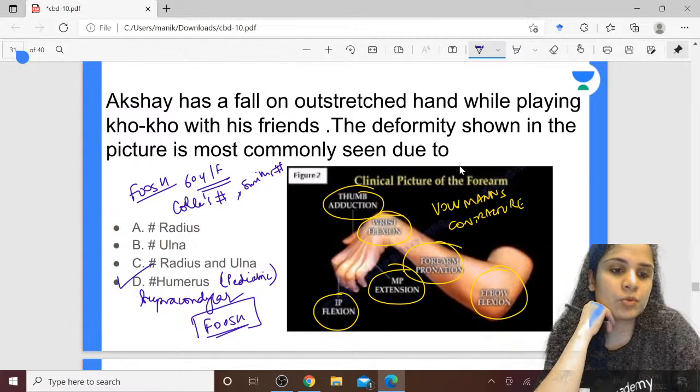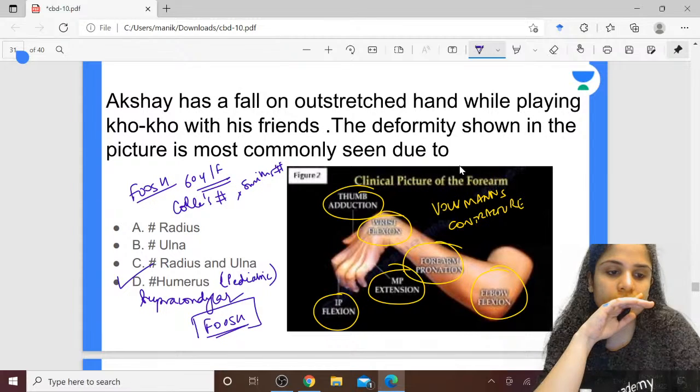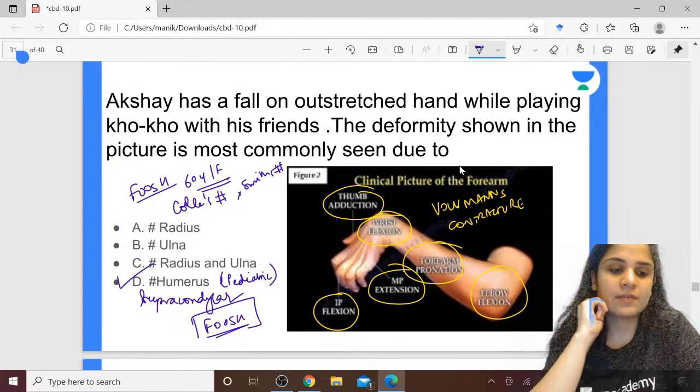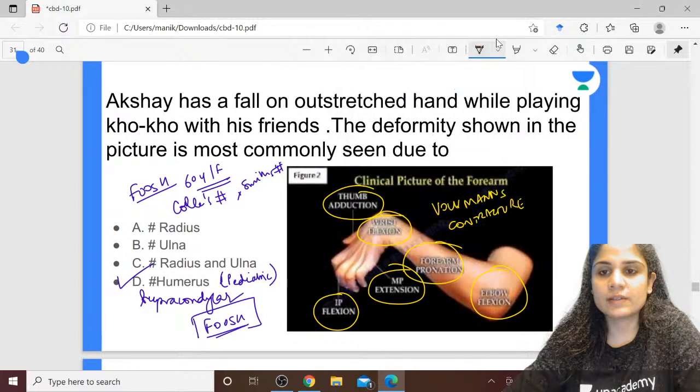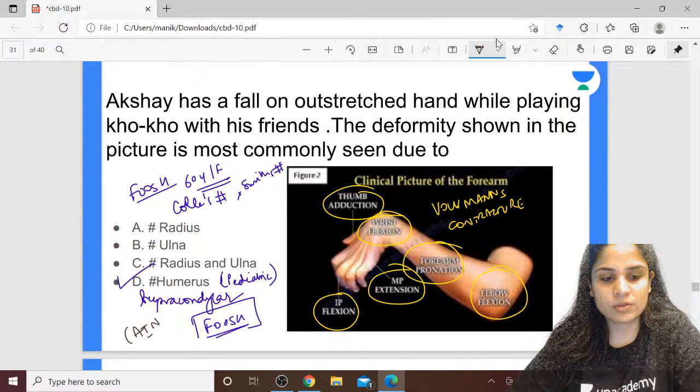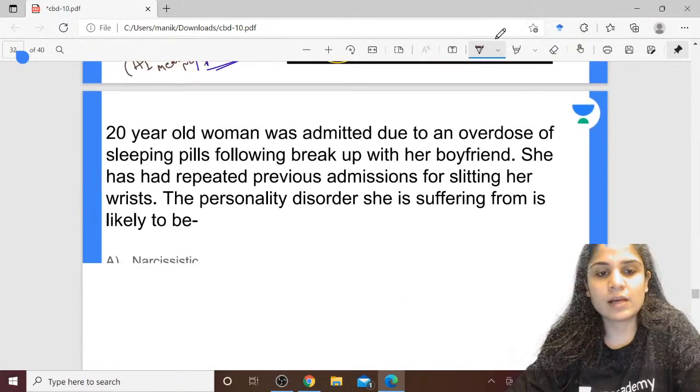If you have to tell me the most commonly injured nerve in supracondylar fracture humerus, what is the name of that nerve? Anyone? That is one of the favourite questions that is asked in the exam. Yes, very good, Afsha. So in supracondylar fracture humerus, the most commonly injured nerve is the anterior interosseous nerve. Not posterior interosseous, anterior interosseous nerve. An anterior interosseous nerve is a branch of your median nerve. Okay? Alright. Moving on to our next question.